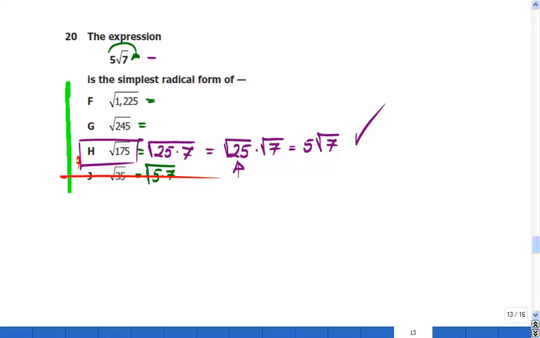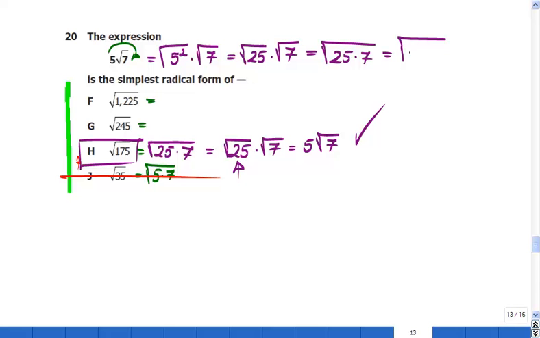Another way is to go back in here and think about that 5, right? 5 can be written as square root of 5 squared, times square root 7. Now, square root of 5 squared is actually square root of 25 times square root of 7, and I can rewrite the whole thing as 25 times 7 under the square root, which is square root of 175, okay? Which tells me again that H is the right answer.